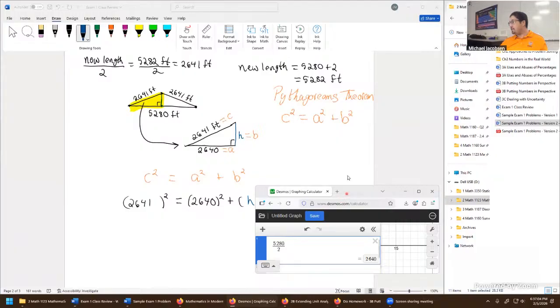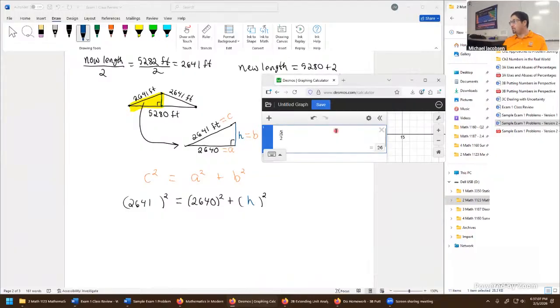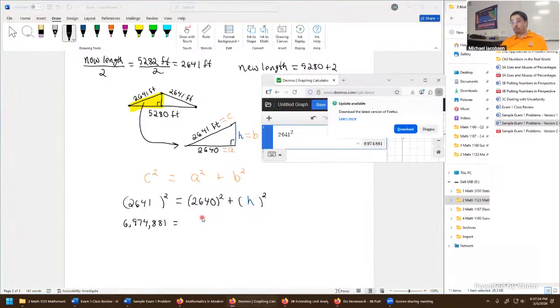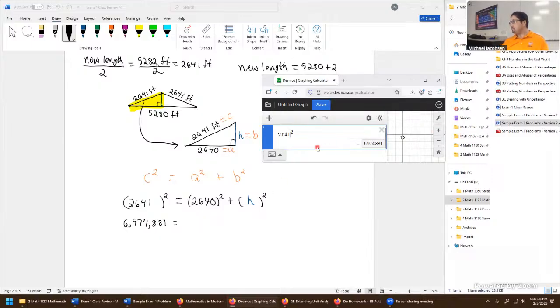But now we're kind of cinching the deal with this algebra. This is a big calculator operation, so take 2641 squared. That gives us 6,974,881. Equals, then let's do it again, 2640 squared. Change that one number. So 6,969,600.